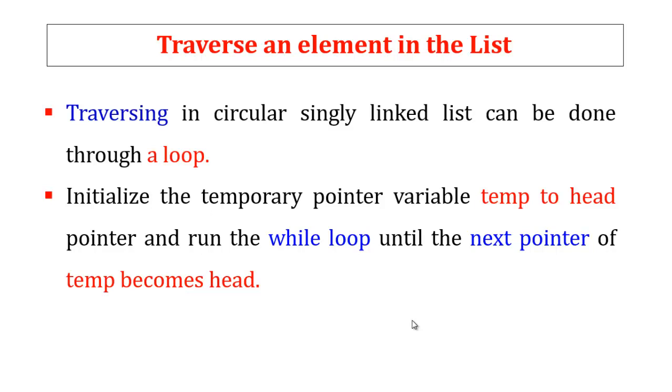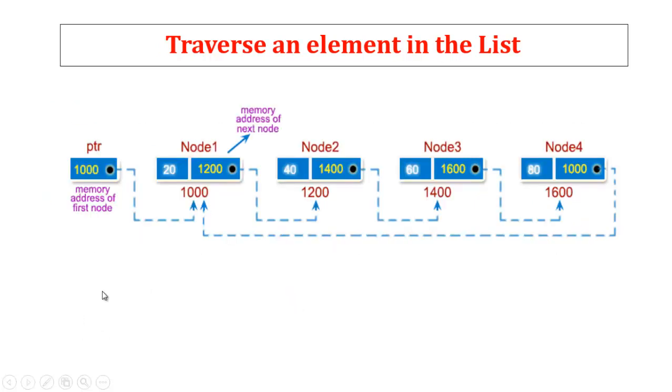Alright, so initialize a temporary pointer variable that we call temp, which is assigned to the head pointer, and run the while loop until the next pointer of temp becomes head. Take an example, if I have 4 nodes, initially temp equals head, which means the temporary pointer points to the first node in the list. The temporary pointer can move across all the nodes, checking the condition temp of next, 1000, not equal to head pointer. Head pointer means 1000. If both are equal, we have reached the exact position, that is, all the nodes present in the circular singly linked list have been visited.